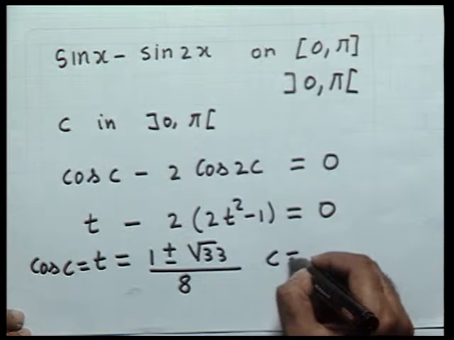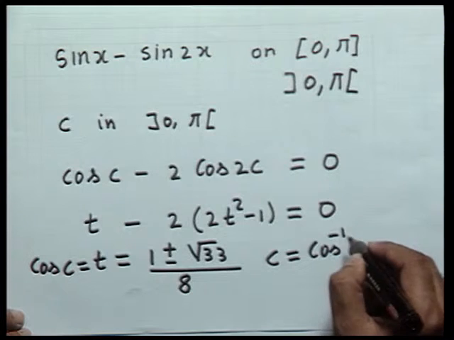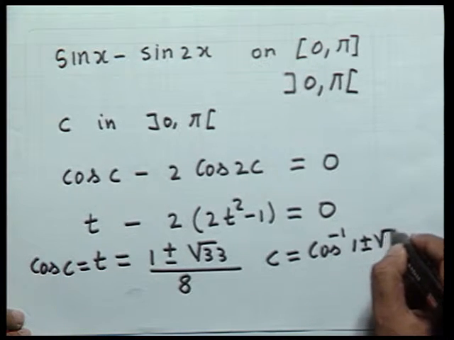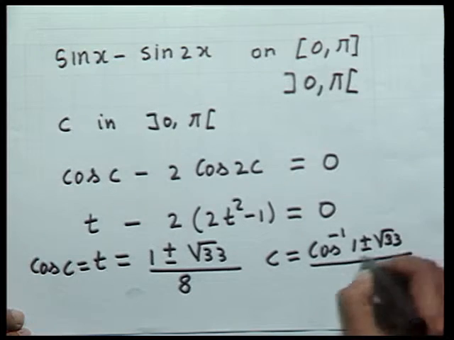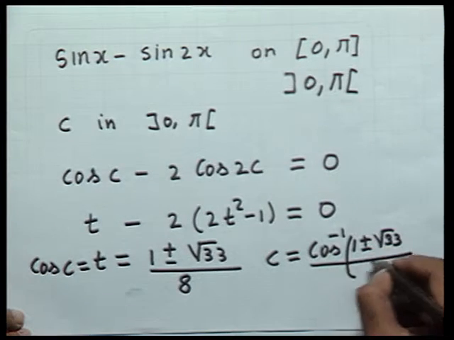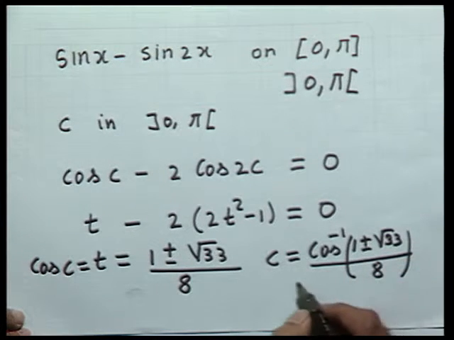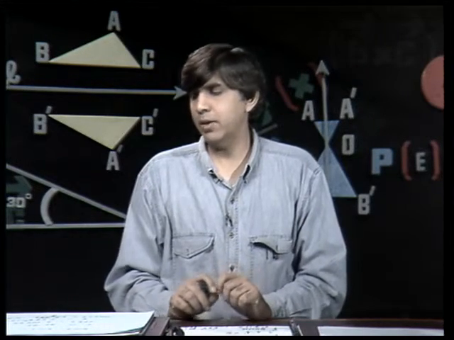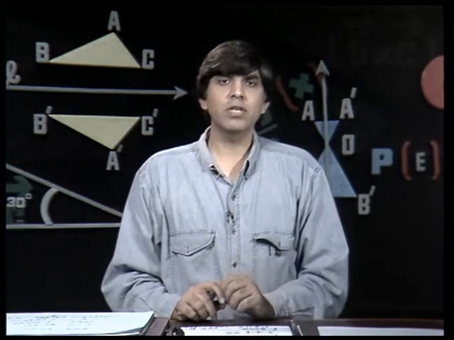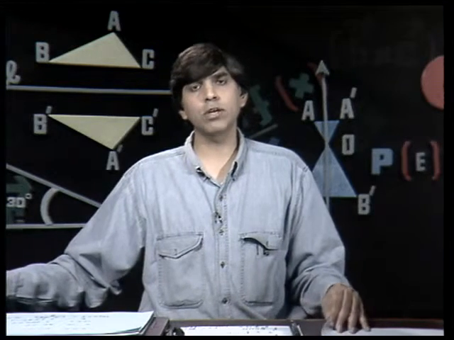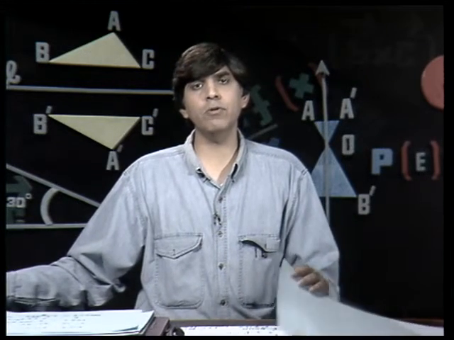Consequently, c will be equal to cos inverse of (1 plus minus under root 33) divided by 8. You must make sure that this value of c certainly lies in that interval that we are discussing, namely 0 to pi. You will find that it does. And so, this function that we discussed satisfies the conditions of Rolle's theorem, and we have been able to find a c whose existence was also guaranteed by Rolle's theorem.